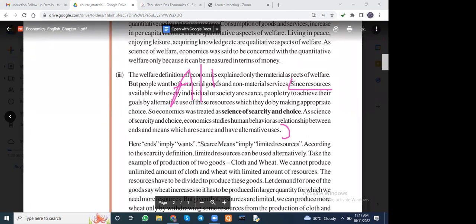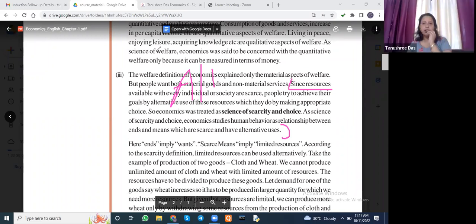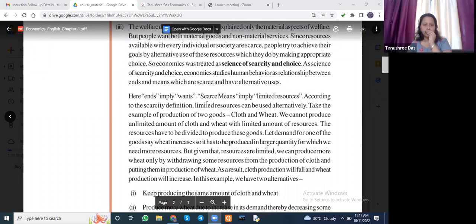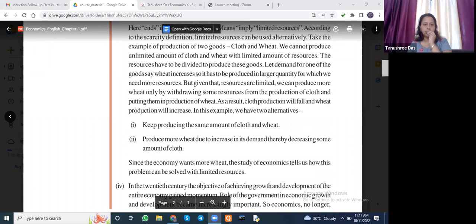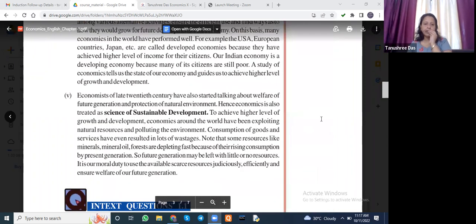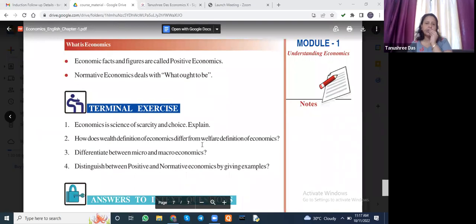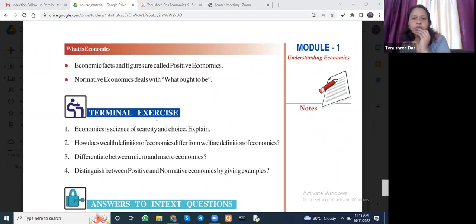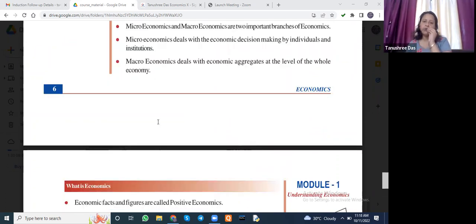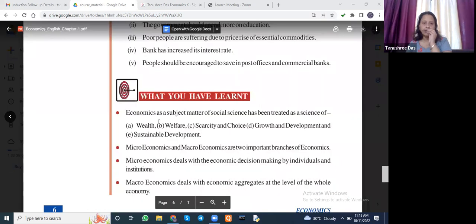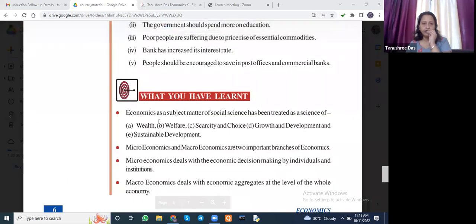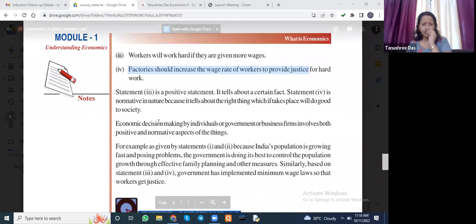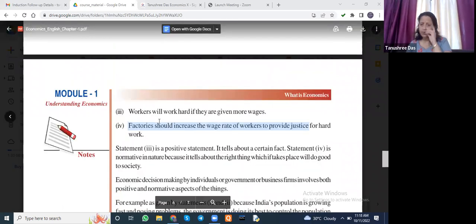Yes, ma'am. Then next question. Next question is, how does the wealth definition of economics differ from the welfare definition of economics? So here what you can do, you can only write the difference between wealth and welfare. Like we'll be having the definition here. Just a minute. Wealth definition.